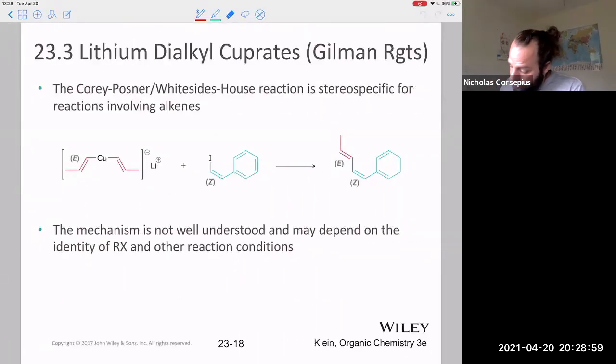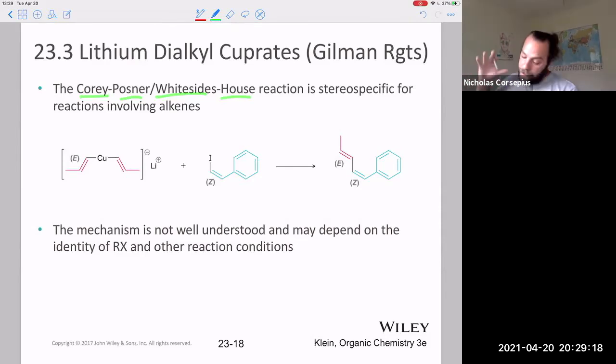Other nice things about these types of reactions: they're the Corey-Posner-Whitesides-House reaction. I'm not going to call it that. I have no idea, I don't know those people. Whatever, that's technically the name for the reaction. I wouldn't worry too much about memorizing those guys' names.